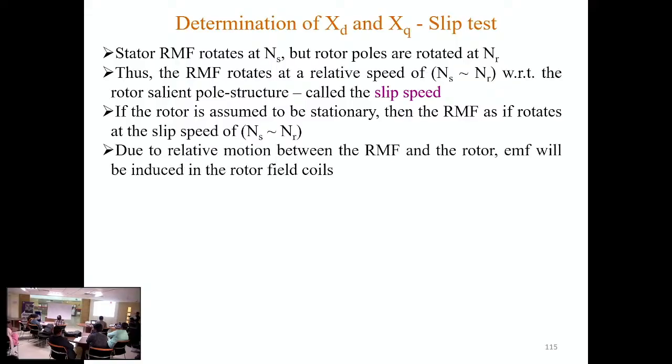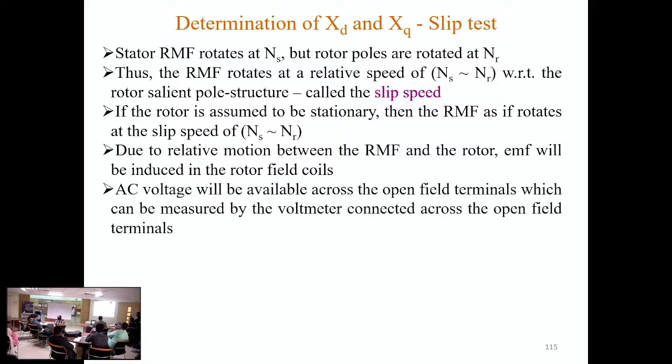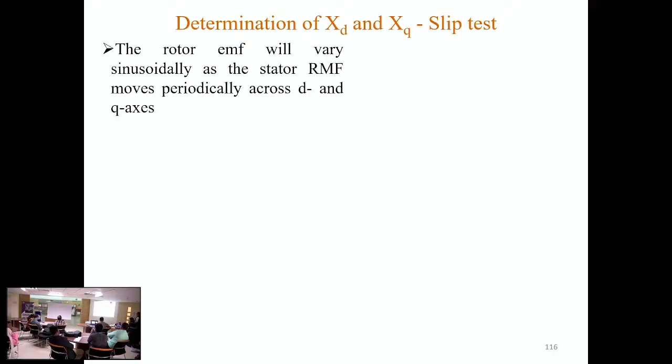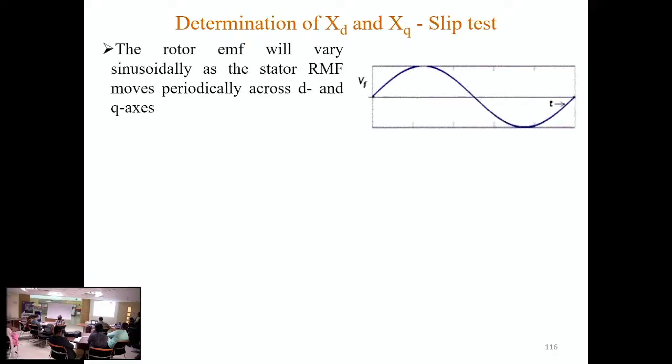So the point is there is a relative motion, and due to that AC voltage will be available across the field winding, and that can be seen by this voltmeter connected across that field winding. Okay, so that is the situation. So this is the waveform of rotor voltage. AC voltage will be generated and the frequency of this voltage is SF.